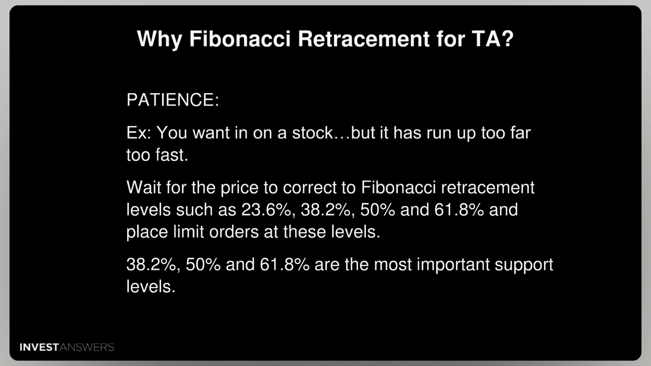So what I do is, for a stock X that's run up too fast, and we'll go through 6 examples later, you wait for the price to correct to the Fibonacci retracement levels. And these are 23.6%, 38.2%, 50%, and 61.8%.